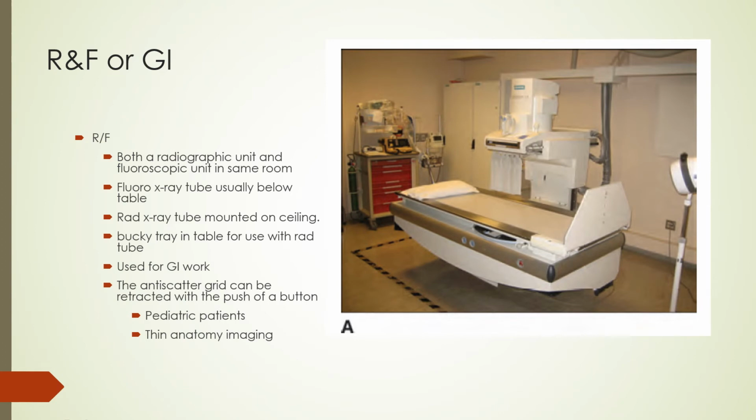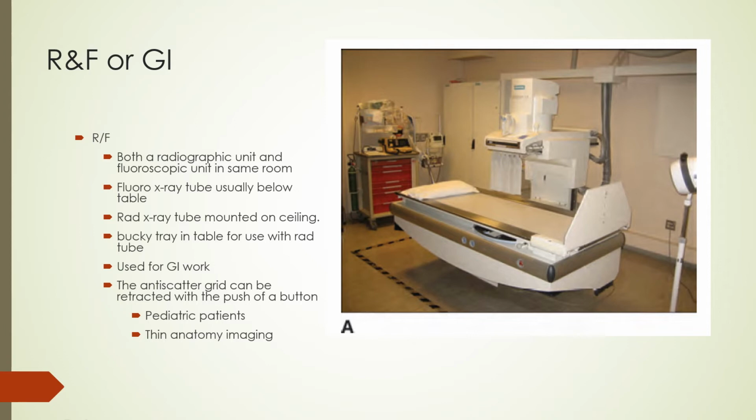R and F systems have both a radiographic unit and a fluoroscopy unit in the same room. The fluoroscopy X-ray tube is usually below the table and the image intensifier or flat panel detector is above the table. The radiographic X-ray tube is mounted on rails in the ceiling. The table will have bucket trays for use with the radiographic tube. These units are used for GI studies.